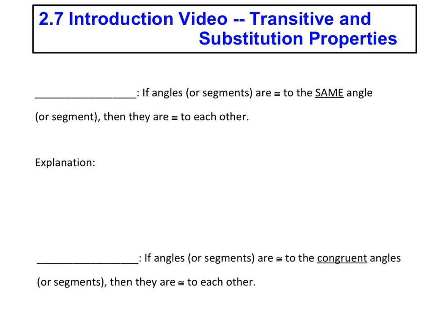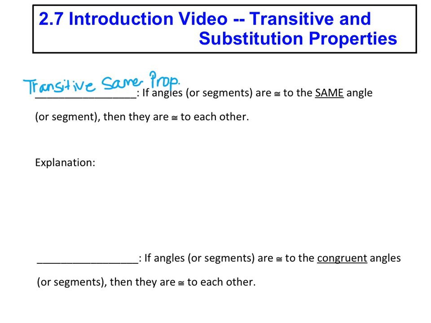Alright, for 2.7 we have a couple of properties to look at. The first one, let's go ahead and read the definition first. If angles or segments are congruent to the same angle or segment, then they are congruent to each other. And that is called the transitive same property. So transitive same prop.